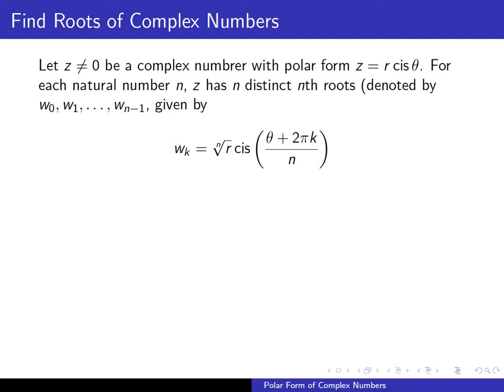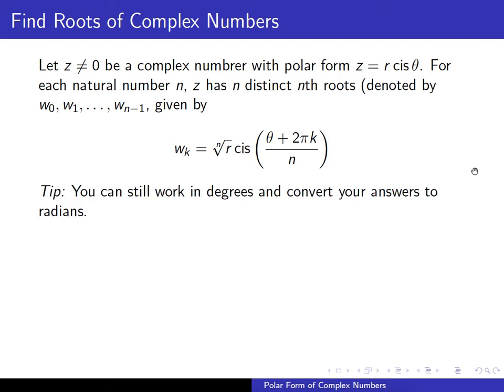So the distinct roots are going to be these w's with subscripts. We're going to start with 0, and if there's n of them, we actually go up to n minus 1, where each root is the nth root of our modulus times cis, the angle that we're going to get, plus 2 pi k or 360k, divided by whatever our root is. So this looks really complicated and scary looking, but you can work with degrees and then convert your answers to radians. So that's what I would recommend for these, especially if you get something like theta equals pi over 3, and then you have complex fractions, and it's just simpler to work with degrees and convert your answers to radians.